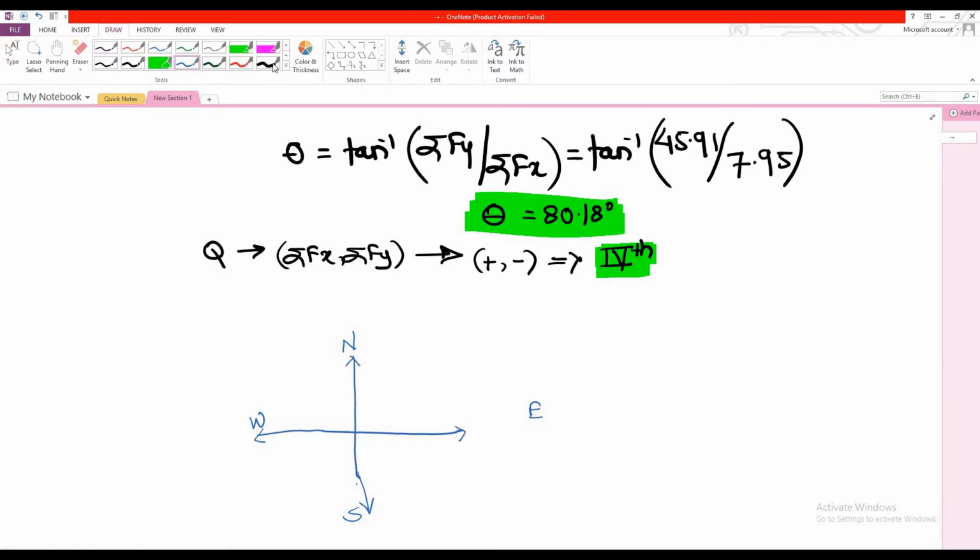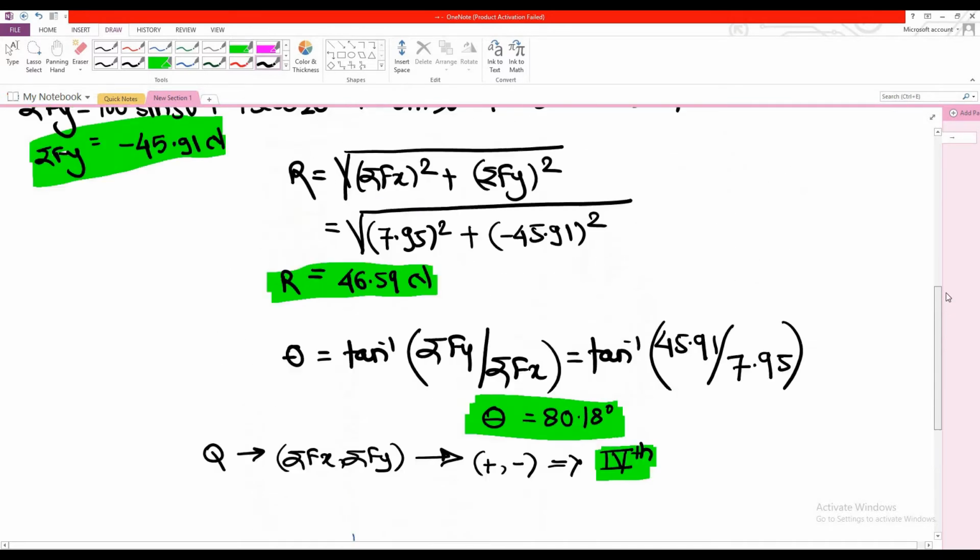Now in which quadrant do we have our resultant? The fourth quadrant. Okay, therefore here lies our resultant making an angle theta, how much? 80.18 degrees. Okay, so this is the resultant of our given force system. Hope you understand this problem.